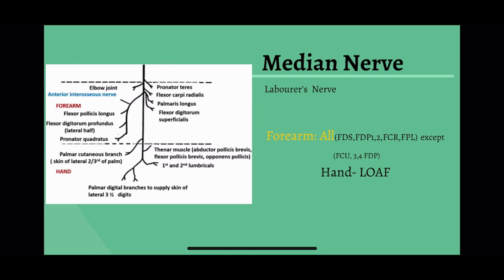Half means 1 and 2 lumbrical, which means just the first and second lumbrical. O for opponens pollicis, there is no brevis or longus. Opponens pollicis is just one. Abductor and flexor both are brevis because these are thenar muscles arising from the thenar and inserting on the pollicis or thumb. So these are not longus, these are brevis muscles. So remember that there is no brevis or longus for opponens, and abductor and flexor both are brevis.